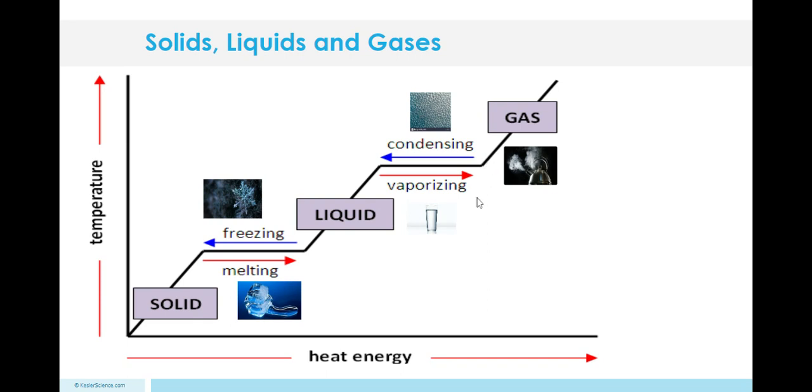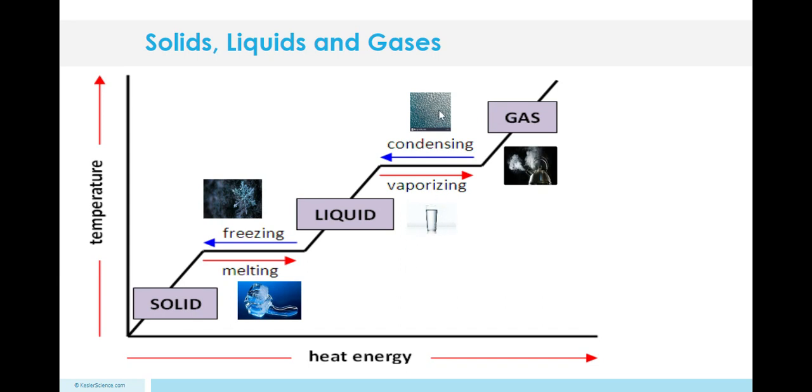If we're going in the other direction and we start back up here where we have the most heat energy and the highest temperature, and we start to lower the temperature and start to cool it off, we are seeing condensation. And that is when the water vapor particles start moving closer and closer together, changing from that water vapor gas into a liquid again. And then we're back to this glass of water right here.